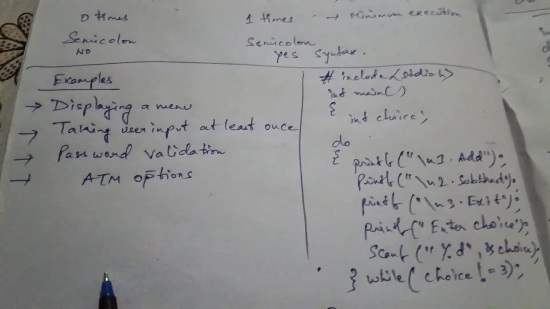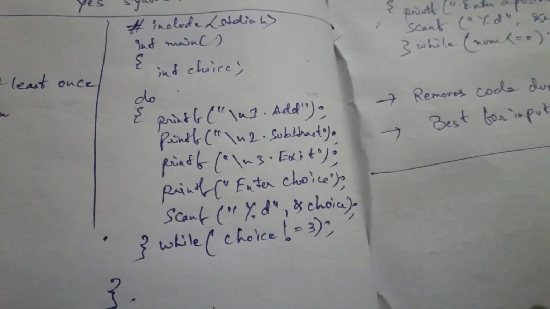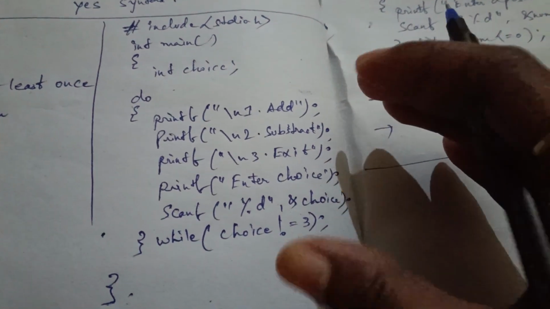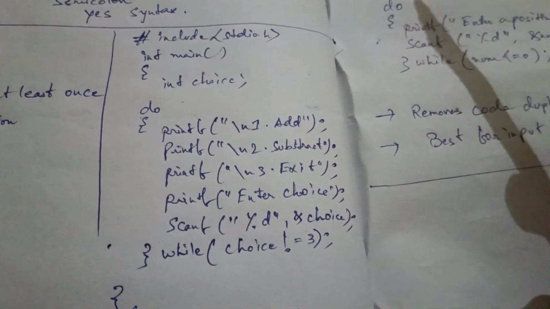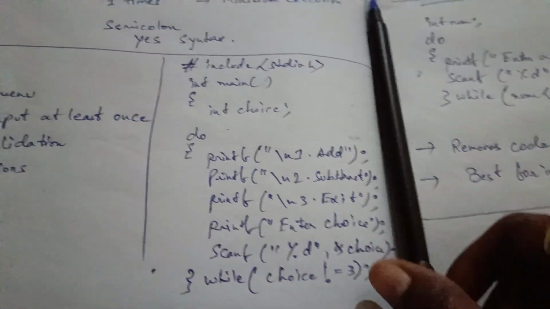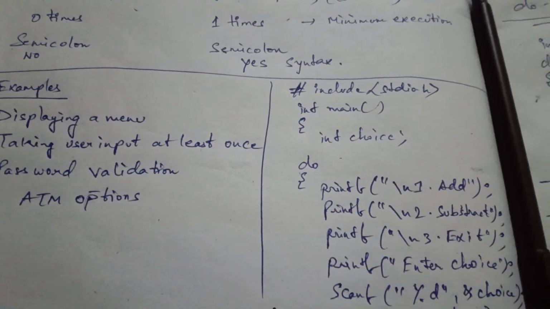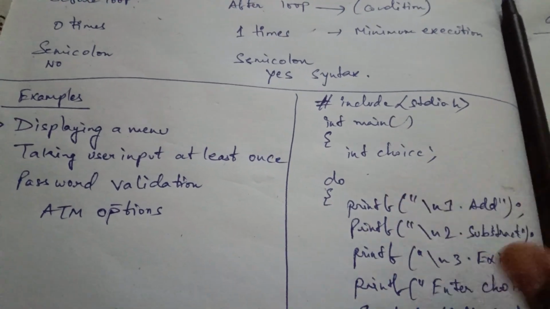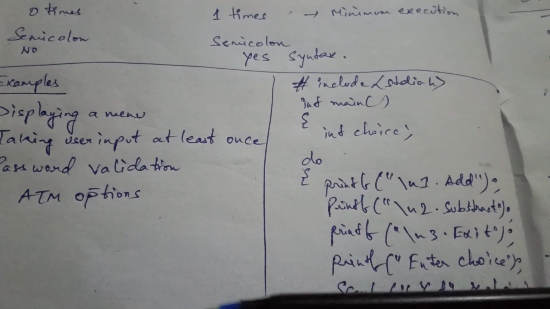We'll move on to this example, which is a good example of a do while loop. I have chosen this example for a reason. Why so? Because I wanted to say why we need a do while loop. If everything can be done using a while loop, then what's the use? The use is that if you want to display some menu driven programs, like you want a constant menu that will be there. Another use is taking user input at least once, or password validation, or any ATM option.